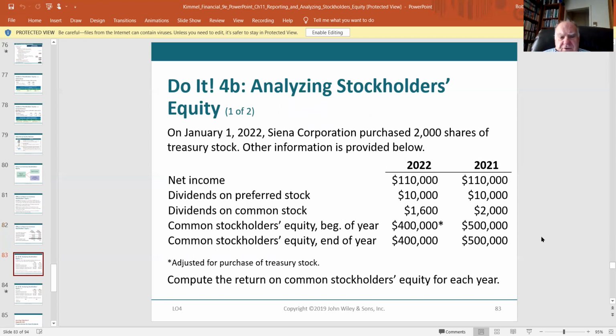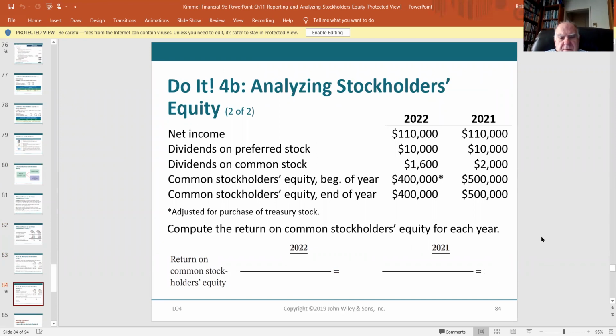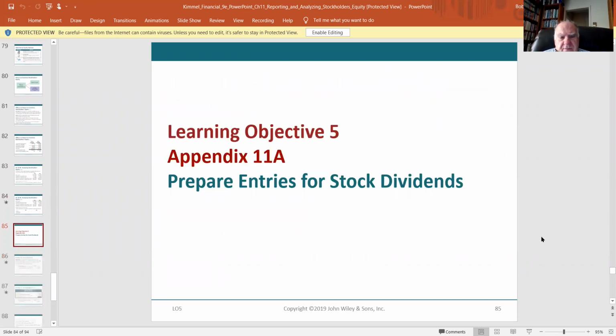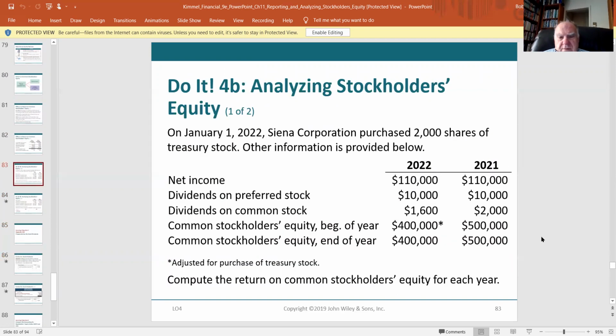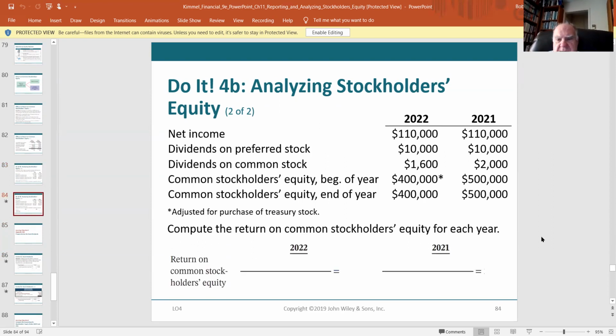Sienna purchased 2,000 shares of treasury stock. Compute the return on common shareholders' equity for each year. Well, let's take a look here. They purchased 2,000 shares of treasury stock. Do they say how much they paid for the treasury stock? Let's see here. Net income was 110 both years. Preferred dividends didn't change. They bought 400,000 worth of treasury, and then we adjust the common stock equity at the beginning of the year, and we come up with our figures.